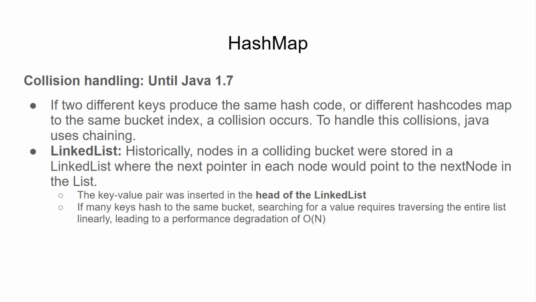And if many keys hash to the same bucket, searching for a value requires traversing the entire list, leading to performance degradation, okay, leading to linear time complexity. So it is very important that you create your hashCode method correctly.